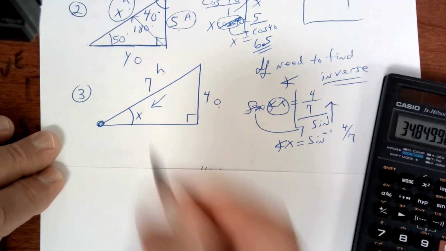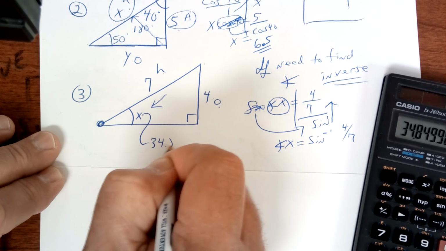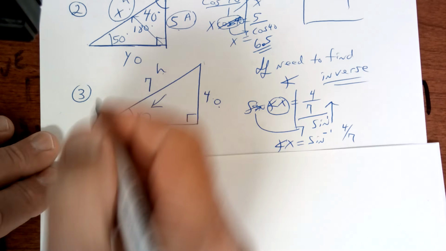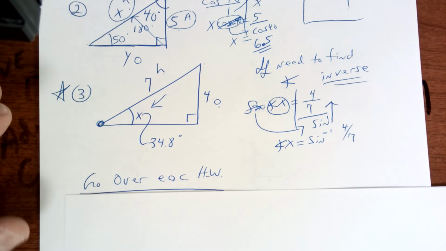So this angle is 34.8 degrees. Put a star by that. That's how you work those. When you're looking for the angle, it's the inverse.